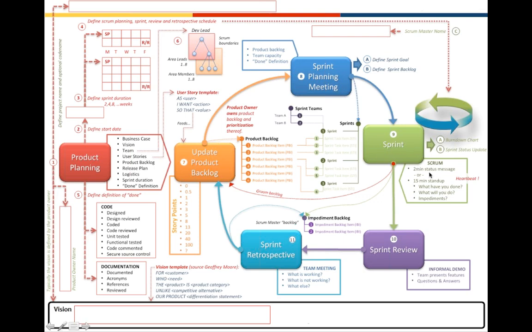Once you finish the sprint, you have something called the sprint review. Sprint review is kind of an informal demo, as it says here.